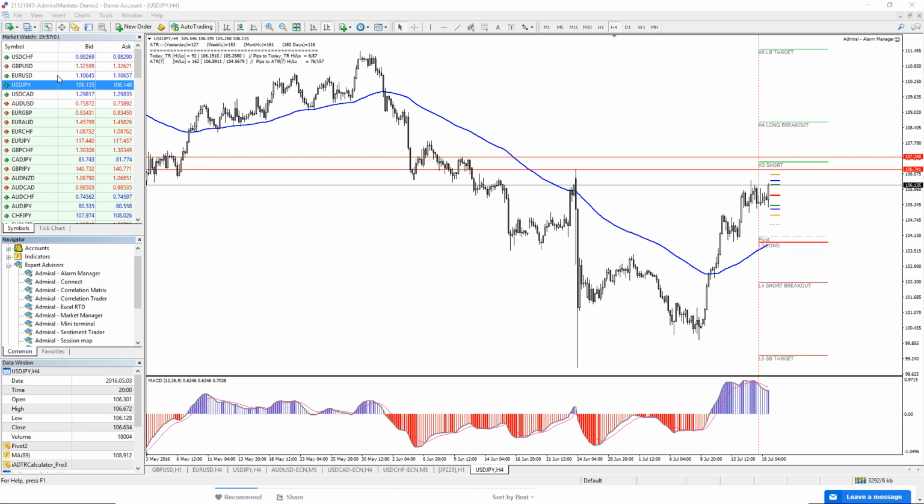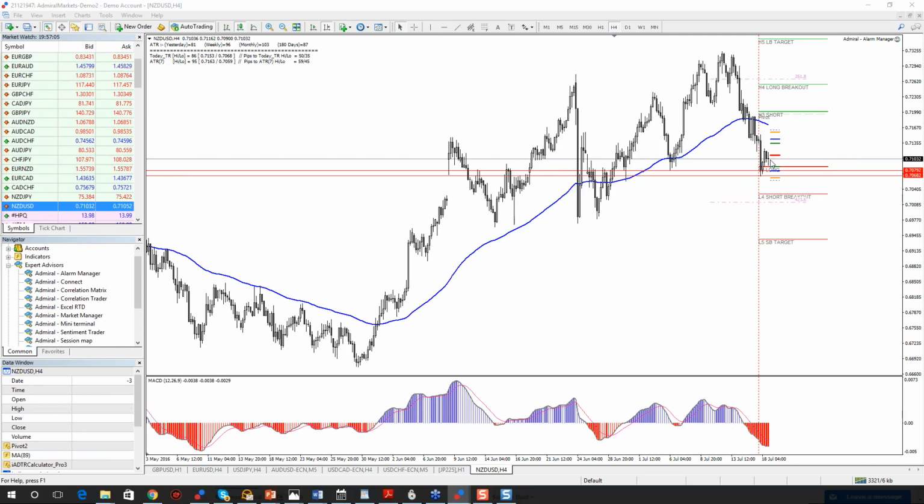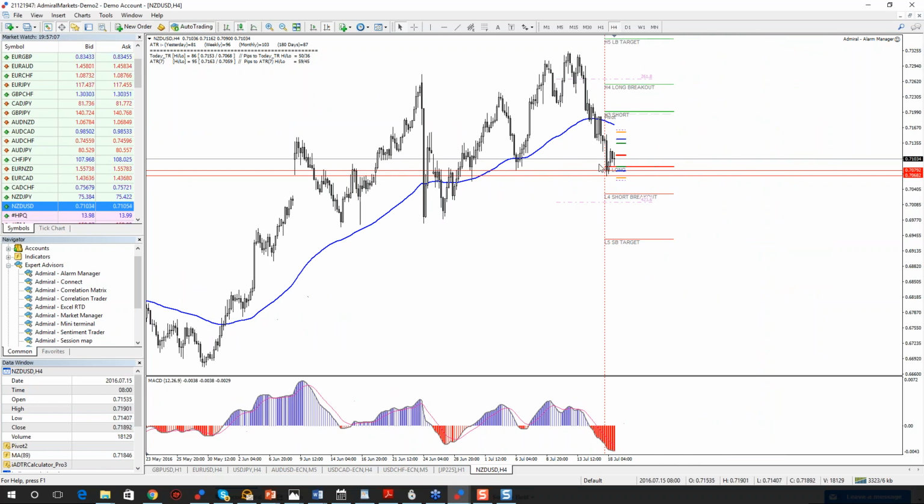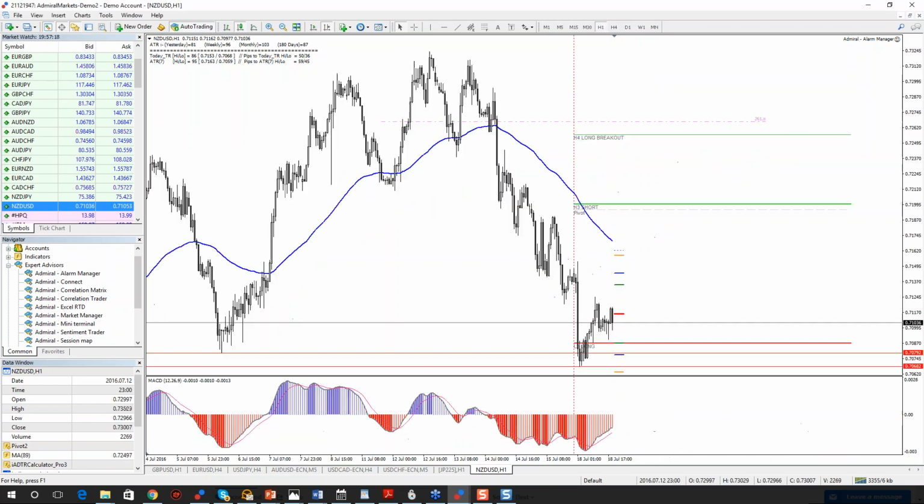New Zealand dollar, and then I will roll the slides. Okay, New Zealand dollar here. Yes, New Zealand dollar 4-hour time frame is actually long here, and this was the spot to possibly go long. But the 1-hour time frame is still short, so this is just a retracement.